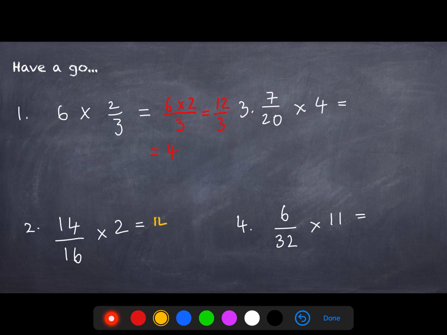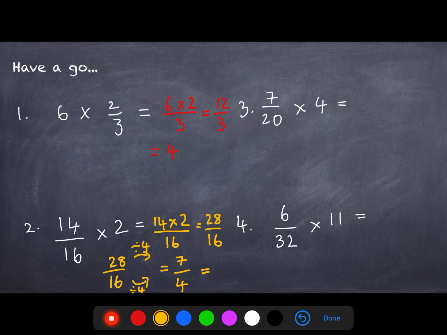Number 2, I've got 14 times 2 all over 16. That's going to give me 28 over 16. Now I have a common factor here of 4, so if I divide top and bottom by 4, so I've got 28 over 16, I'm going to divide by 4, and that is going to give me 7 over 4. That's the improper fraction. How many 4s in 7? I've got 1 and 3 left over. Okay, so 1 and 3/4 would be my mixed number answer. 7 over 4 would be my improper fraction answer.